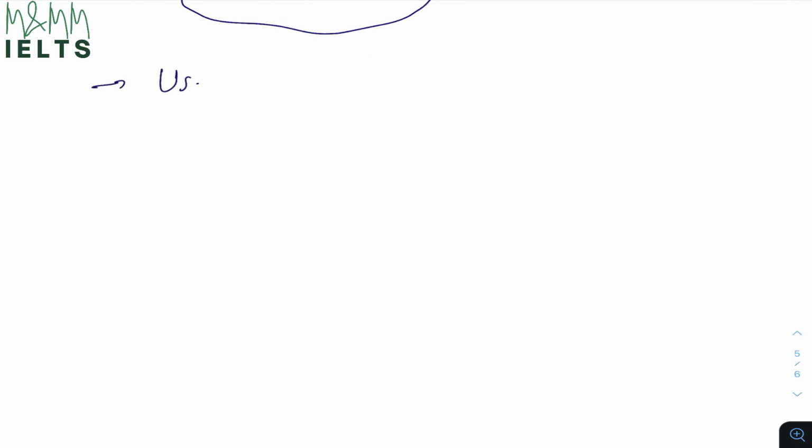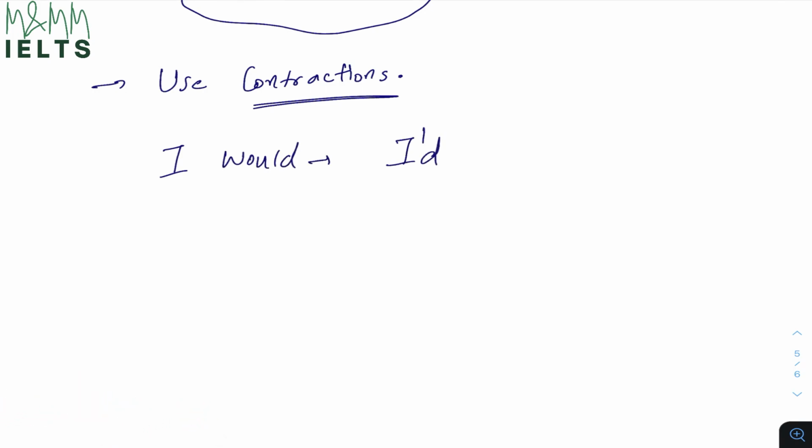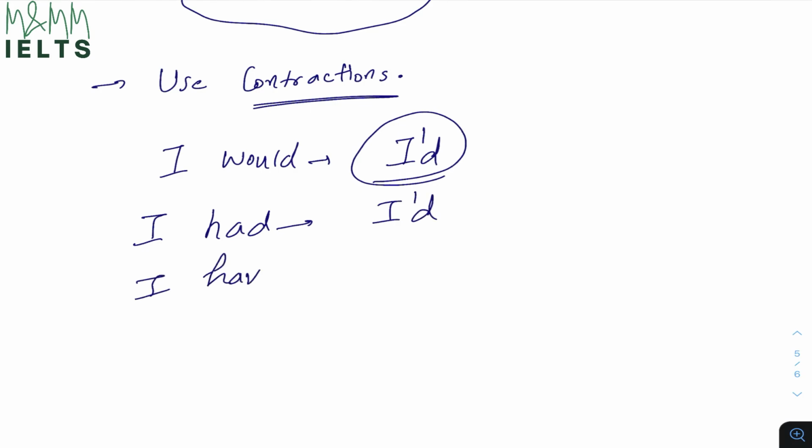Another thing I can tell you is to use contractions, and use as many as you can, but only if you know how to use them. Do not just deliberately start using them if you do not know the application for that. Examples are, if the words are I would, I can write by combining those two words and saying I'd. I had, again, can be contracted into I'd. I have can be contracted into I've.